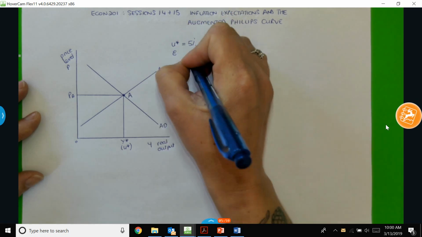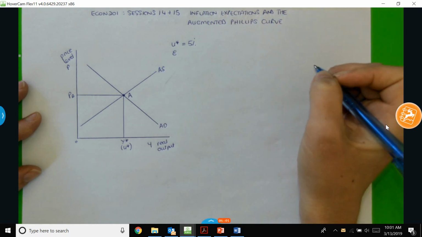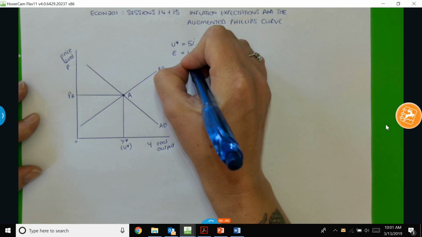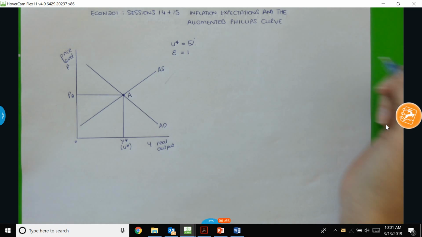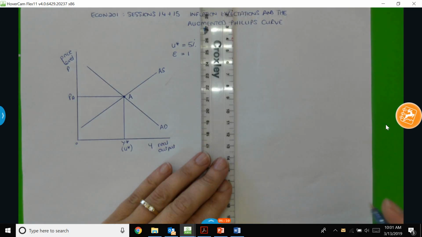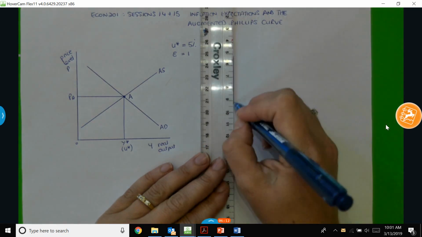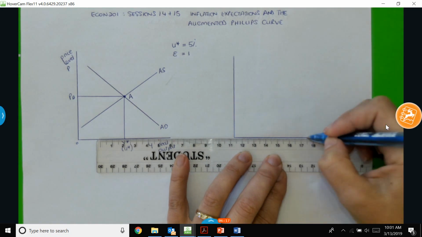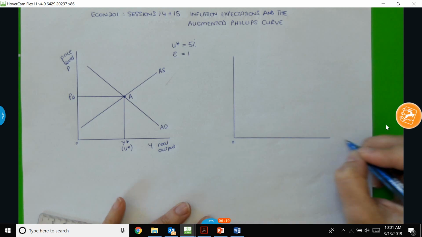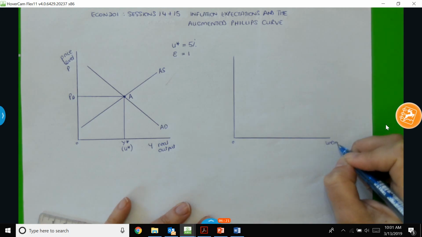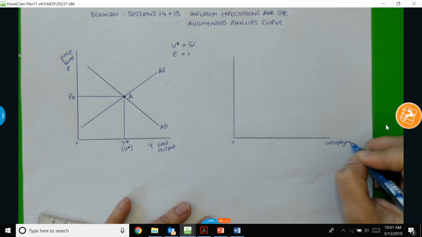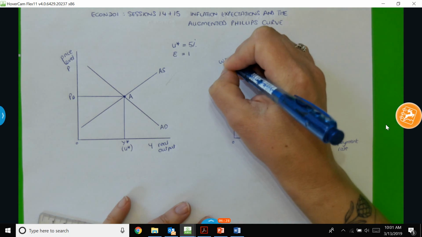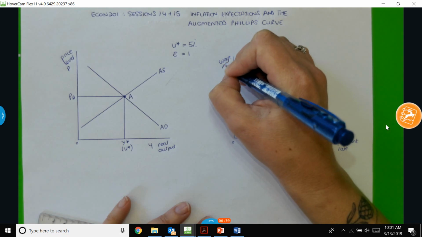Like before, epsilon, which is the responsiveness of inflation to changes in the unemployment rate, will be equal to 1, just to keep it simple. On the right-hand side, like before, I then draw in the Phillips curve. And remember, the Phillips curve is charting the relationship between unemployment rates. So on the horizontal axis, we're measuring the unemployment rates. And on the vertical axis, we're measuring wage inflation.